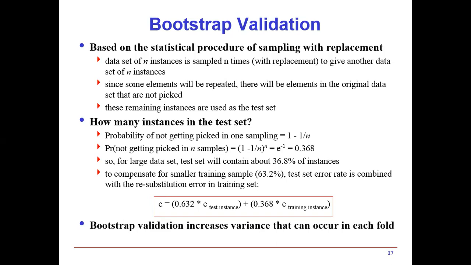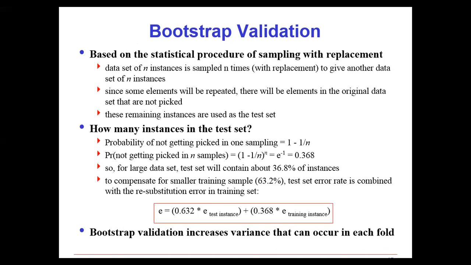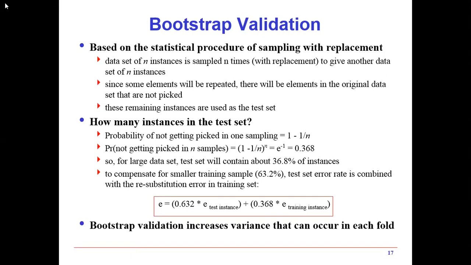Then we have the bootstrap validation. Bootstrap validation is a sampling process with replacement. In this, we take samples of the data and randomly select the data. Based upon the selection, the remaining instances are taken as your test data, and the selected data is considered as your training data. So this is bootstrap validation, where you divide the data into samples and randomly pick from them.